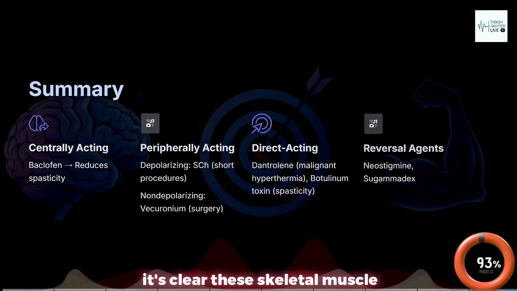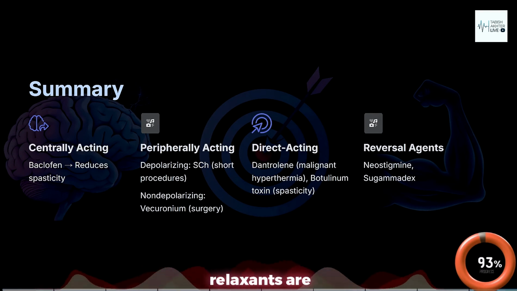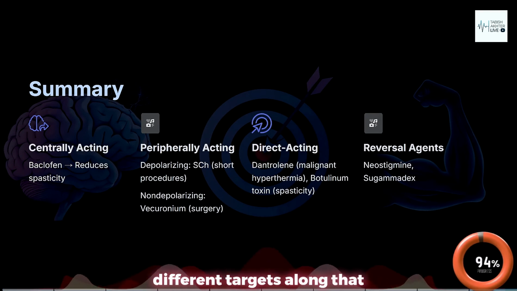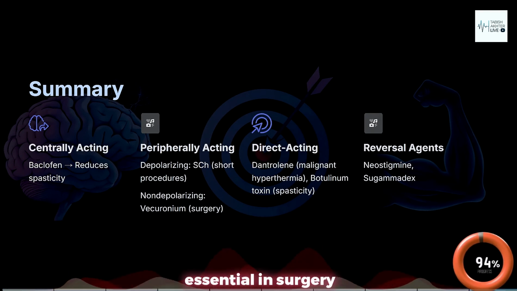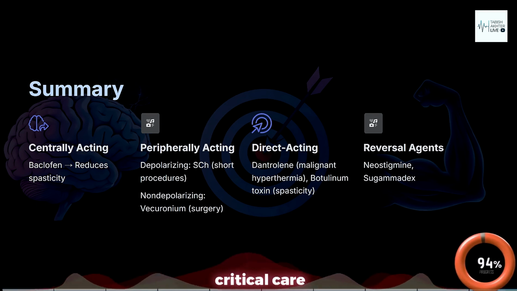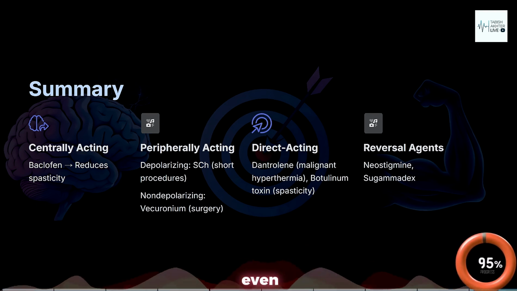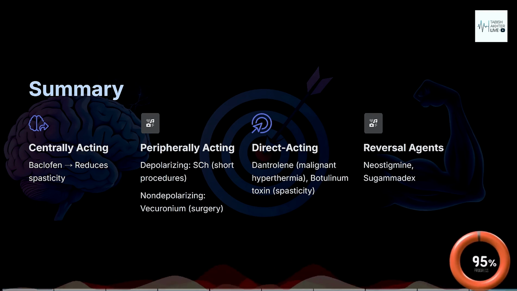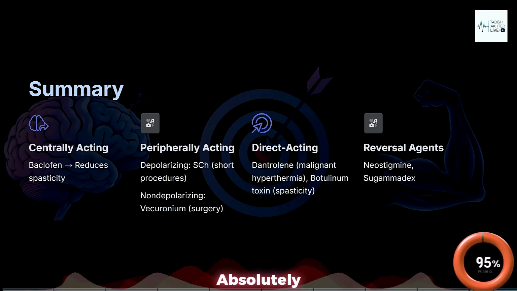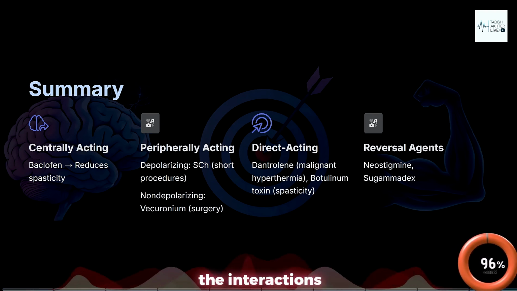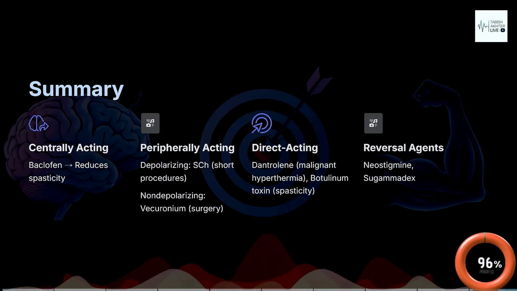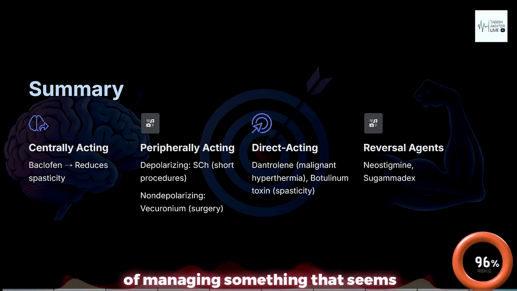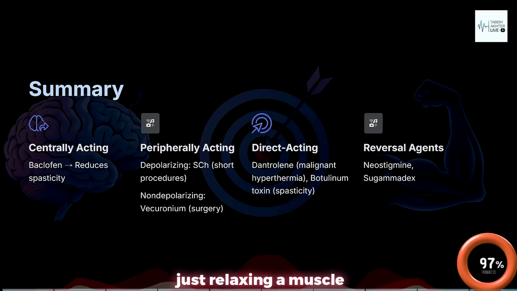So wrapping this up, it's clear these skeletal muscle relaxants are, well, a really diverse toolkit. Different mechanisms, different targets along that whole nerve-to-muscle pathway, essential in surgery, critical care, managing chronic conditions, even smoothing wrinkles. Couldn't have surgery as we know it without them, really. But yeah, powerful tools that need respect. Absolutely. The potential side effects, the interactions, the need for ventilation. It all requires real expertise. It really underscores the complexity of managing something that seems so simple, just relaxing a muscle.